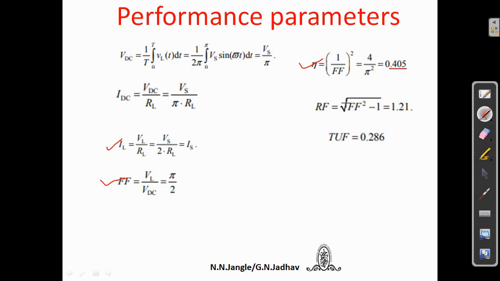It is 0.405. That is a 40% efficiency. So half wave rectifier has 40% efficiency.